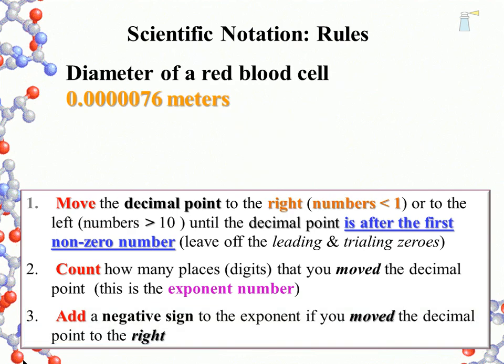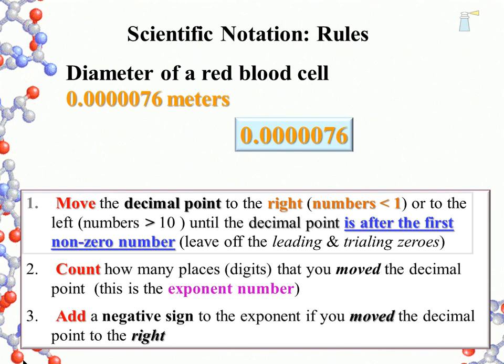Here is a number with a lot of leading zeros. It is the diameter of a red blood cell. It is 0.00000076 meters. We write the number out, and we see that the decimal is quite a ways from the non-zero 76. Consulting Rule 1, we see that we should move the decimal point to the right since the number is less than 1. We need to move it until the decimal point is after the first non-zero number. That's between the 7 and the 6.